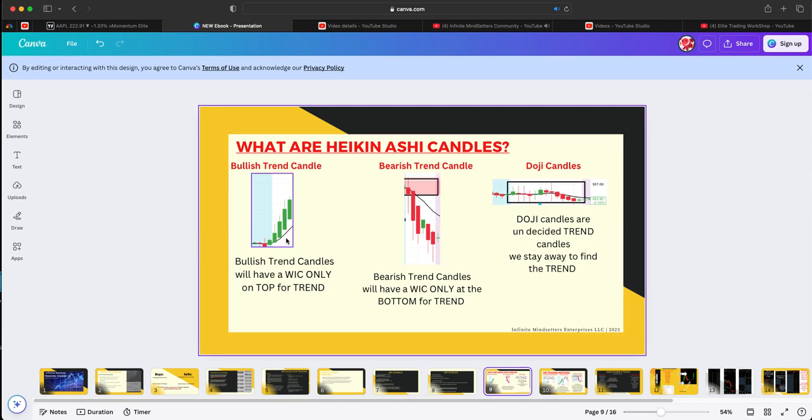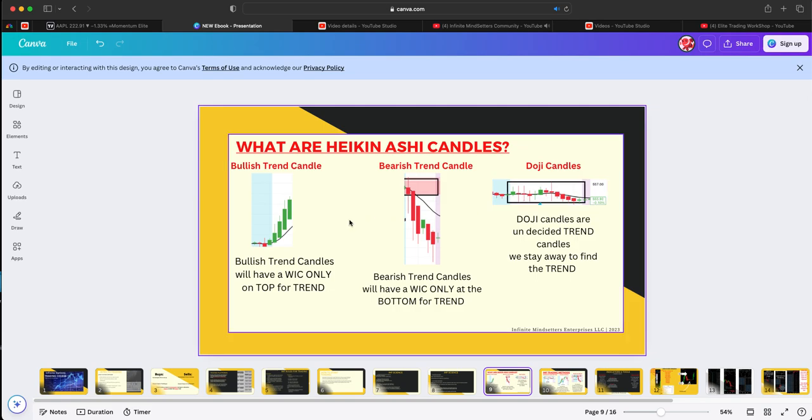When you have a Heikin Ashi candle that only has a wick on one side, if it's going up and there's only wick on the upside, that is trend starting to form. When you have a Heikin Ashi candle with only a wick at the bottom and it's going down, that's trend starting to form. When you have a Heikin Ashi candle with wick on both sides, that means indecisive.